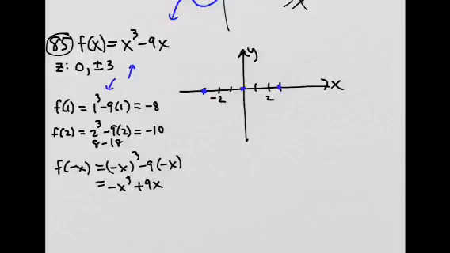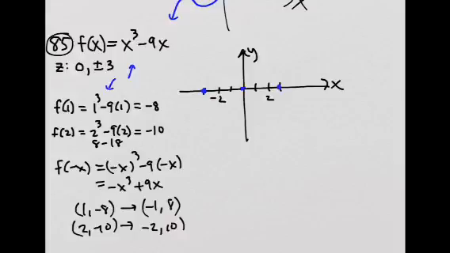So how does this help you? Well, if the point 1, -8 is on the graph, you know that point -1, +8 is also on the graph. If 2, -10 is on the graph, then we know that -2, +10 is also on the graph. So that'll help you when you're graphing your polynomials.